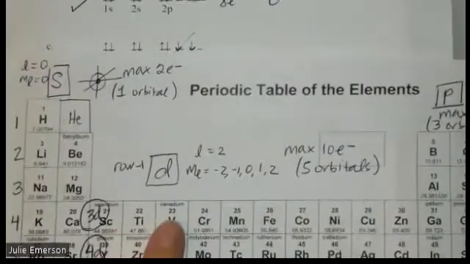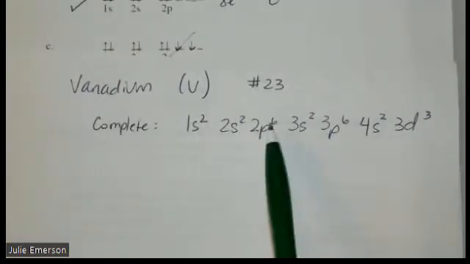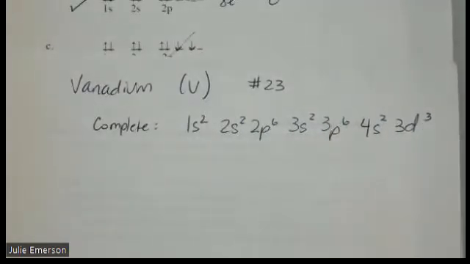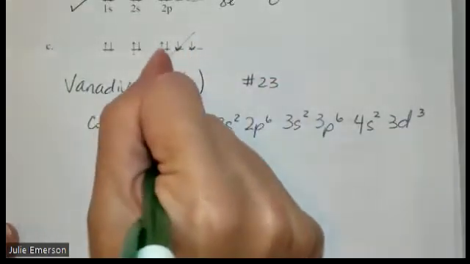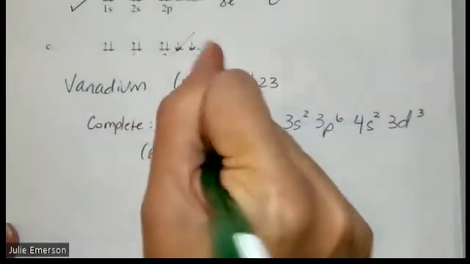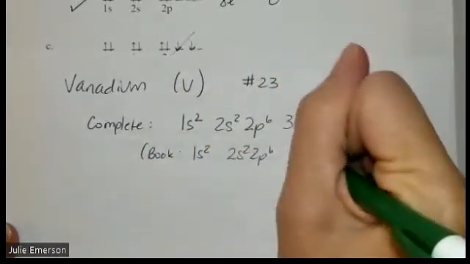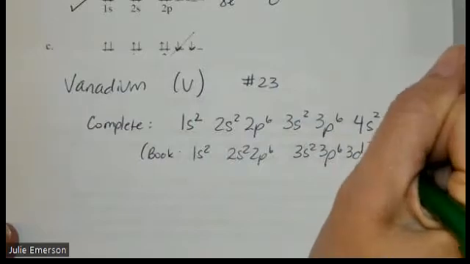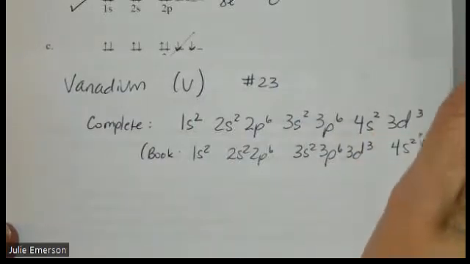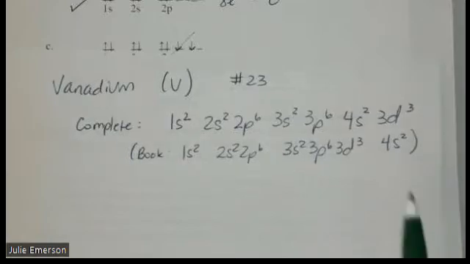Oops, sorry, 1, 2, 3. All right, so if I add up all my superscripts, 2, 4, 10, 12, 18, 20, 23, there's my 23 electrons. Again, if you were going to look at the book answer, it would have 1s2, then 2s2, 2p6, then 3s2, 3p6, 3d3, and then 4s2. All right, and that's where I was like, I don't like this scenario.